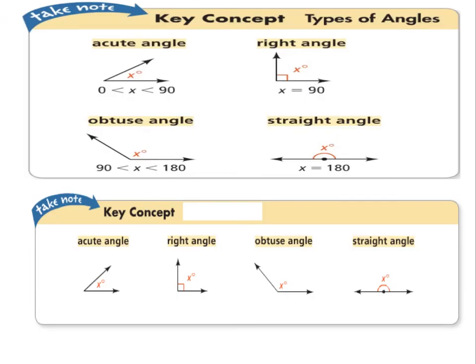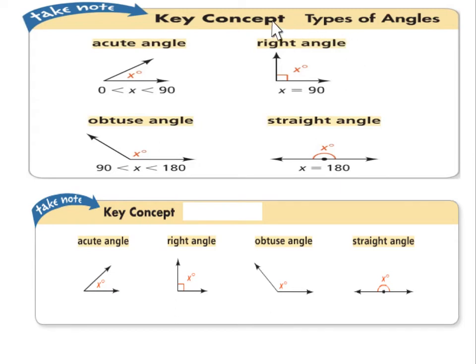All right, the next thing that we're going to talk about here is the types of angles. There are 4 types of angles. Many of you have seen all 4 of these before. We've got an acute angle. An acute angle is between 0 and 90 degrees, anywhere between 0 and 90.